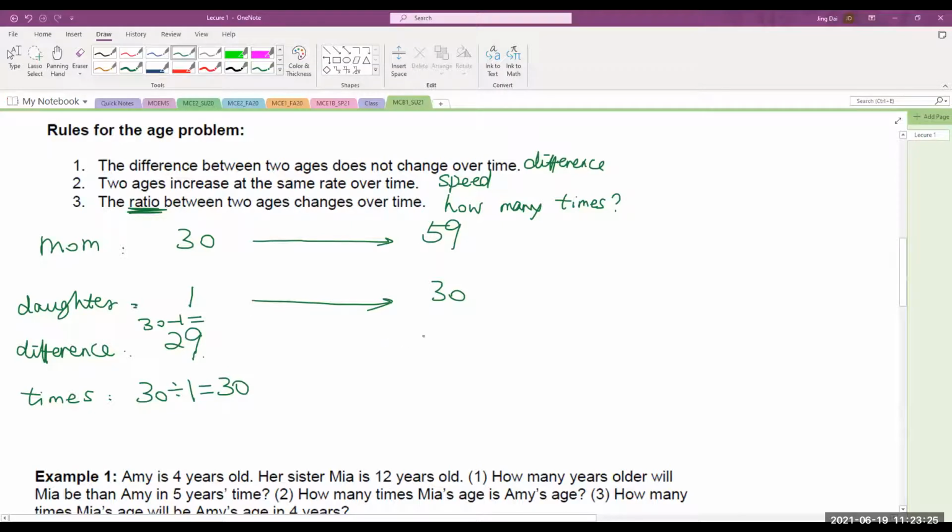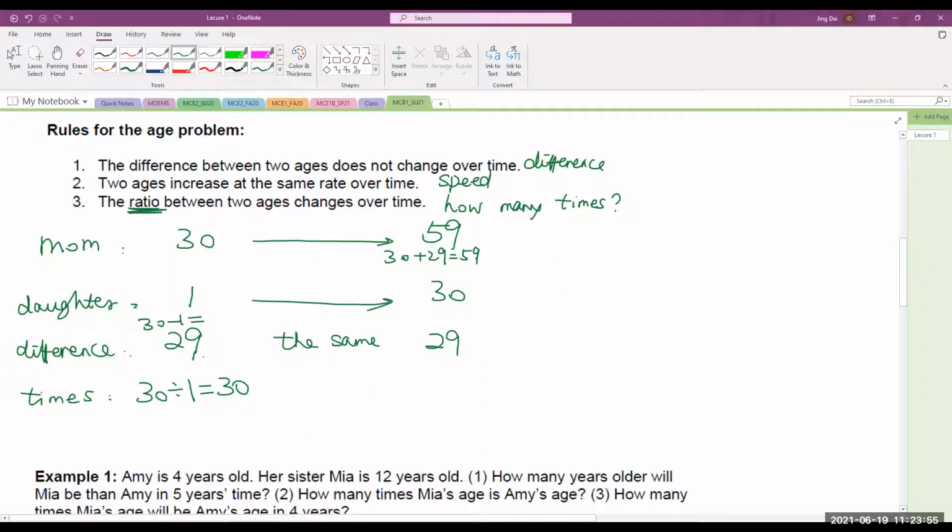How did you figure that one out? Because the difference is always the same, right? So this 29 does not change. Your mom will always be that much older than you. It's not going to change over time. So in this many years, when the daughter is 30, the mom is 59. How did you figure that out? 30 plus 29 equals 59. Okay, so I'm writing down that equation under that number 59.